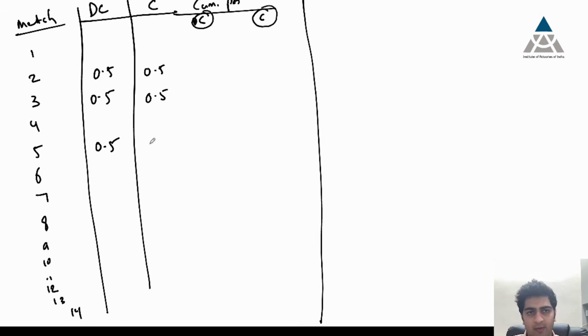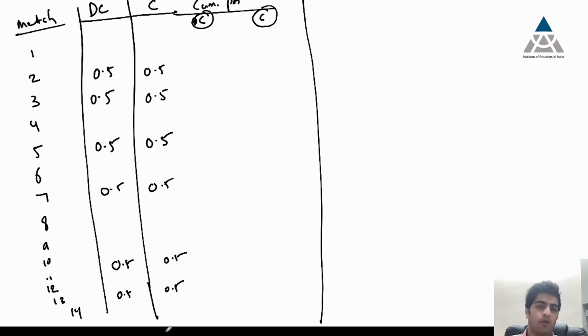5 is a prime, so this was 0.5, 0.5. 6 is not a prime, 7 is a prime, so this is again 0.5, 0.5. 8 is not a prime, 9 is not a prime, 10 is not a prime. 11 is a prime, so 0.5, 0.5, it was a draw. And finally 13, which is 0.5, 0.5, was a draw.